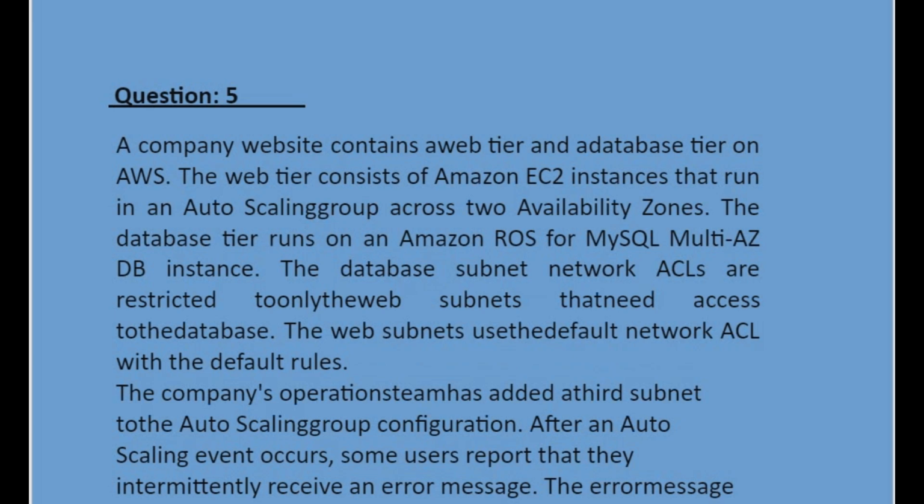First one is, a company website contains a web tier and a database tier on AWS. The web tier consists of Amazon EC2 instances that run in an Auto Scaling group across two Availability Zones. The database tier runs on an Amazon RDS for MySQL Multi-AZ DB instance. The database subnet network ACLs are restricted to only the web subnets that need access to the database. The web subnets use the default network ACL with the default rules.